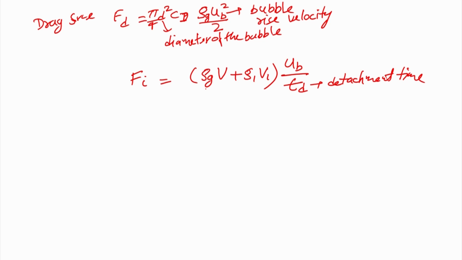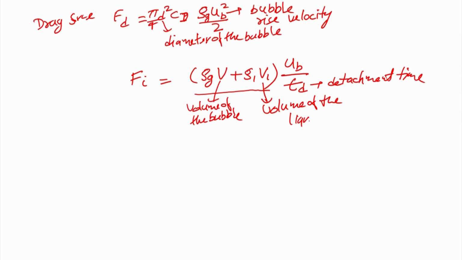This inertial force is actually a function of the velocity and the volume of the bubble. This V is the volume of the bubble, and this VL is the volume of the liquid. Okay, and UB is the bubble rise velocity, and this is called inertial force.